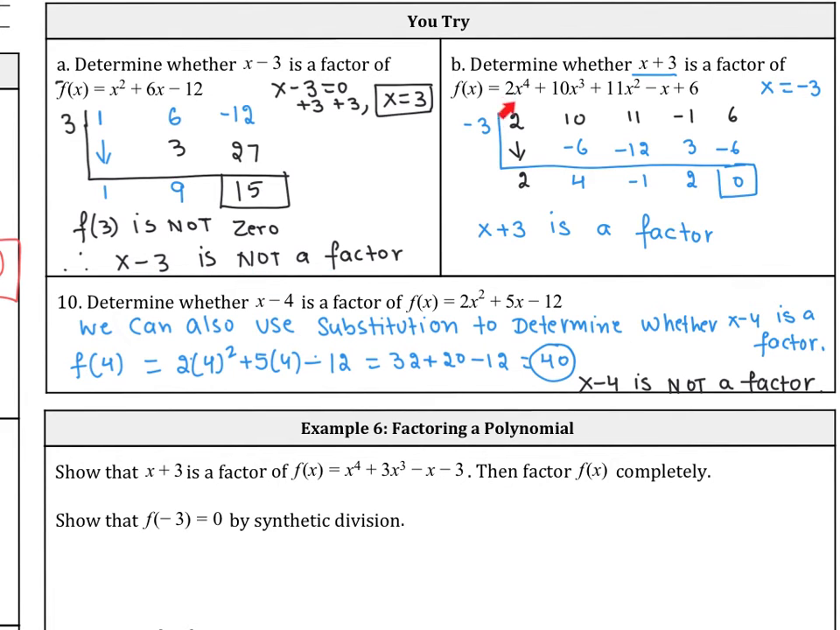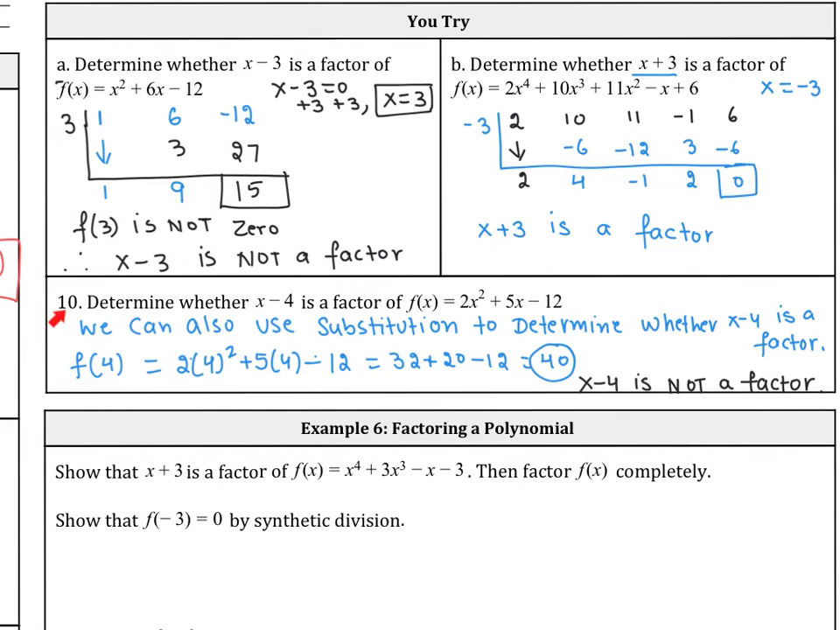In this case, the coefficients are 2, 10, 11, -1, and 6. Again, it is written in factor form, so I'm going to use -3. Bring down the 2. 2 times -3 is -6. 10 plus -6 is 4. 4 times -3 is -12. 11 minus 12 is -1. -1 times -3 is +3. -1 plus 3 is 2. 2 times -3 is -6. You got the remainder 0. It means x plus 3 is a factor.